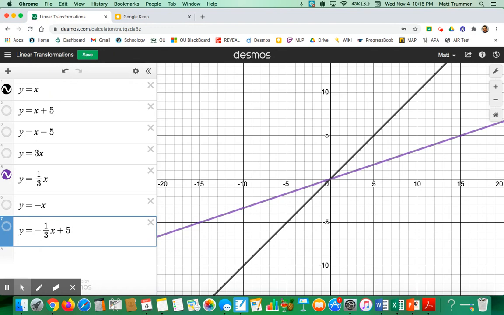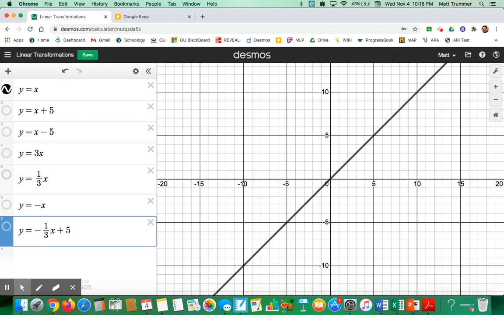So a vertical compression happens anytime that slope is less than 1. So we use the example of 1 over 3. It could be 1 over 8. It could be 1 over 2. It could be 1 over 14. It could be 3 over 5. As long as it's less than 1, you're going to have a vertical compression.